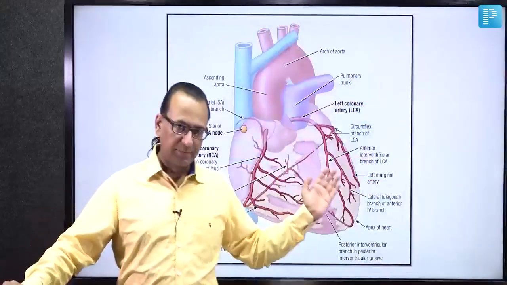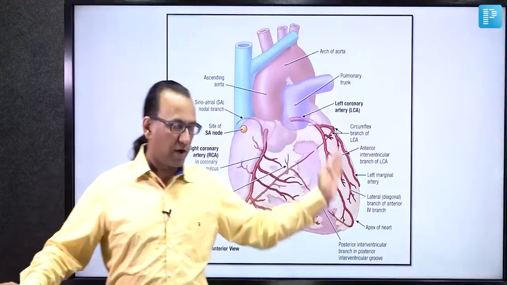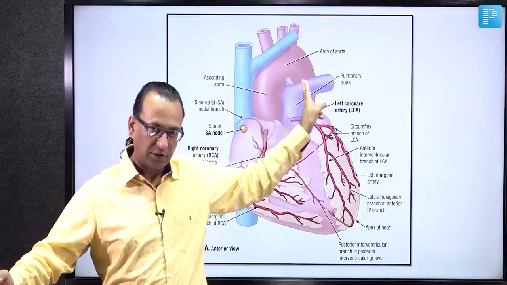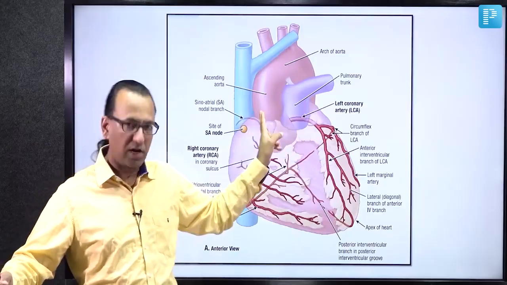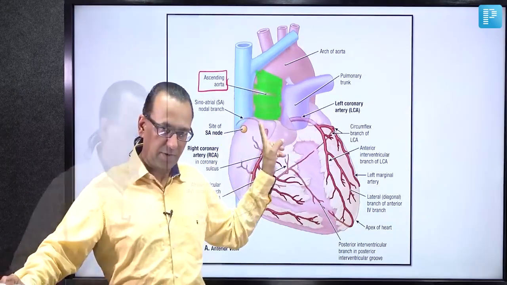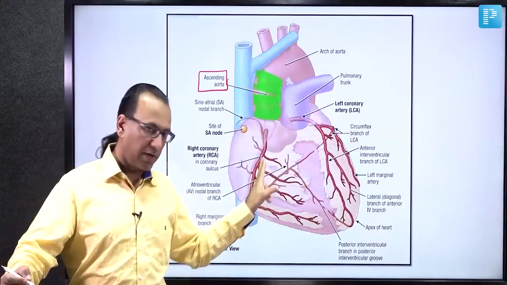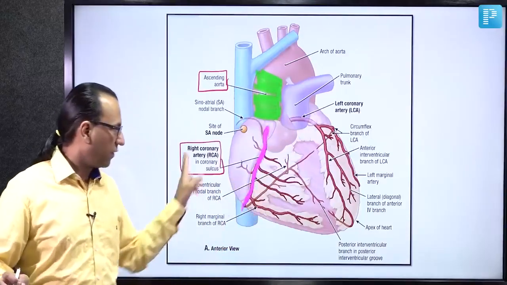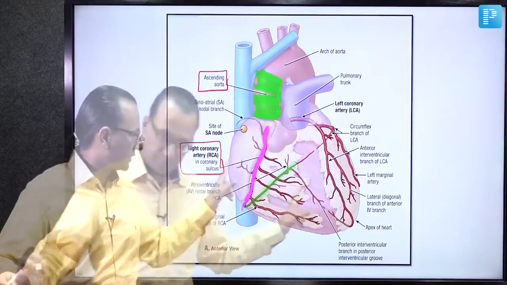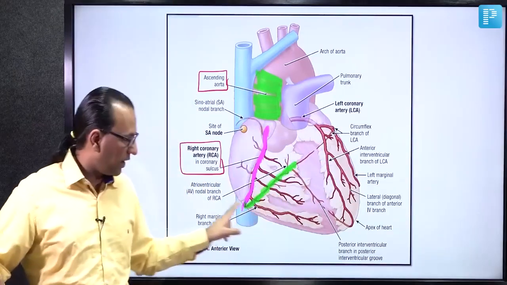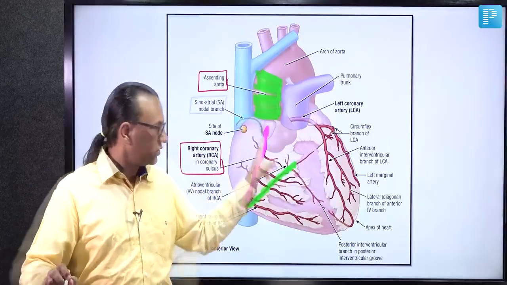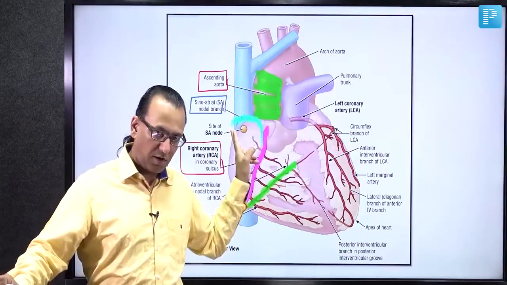Now let us talk about the right coronary artery and left coronary artery branches in detail. As we suggested, it is the ascending aorta which gives both the branches, the right coronary artery and the left coronary artery. So let us first focus on the right coronary artery. Here is the ascending aorta giving the right coronary artery, which runs in the right coronary sulcus anteriorly as well as posteriorly. There is the posterior course of the right coronary artery in the coronary sulcus. Anteriorly, it gives a branch to the SA node, and that is called the SA nodal artery.